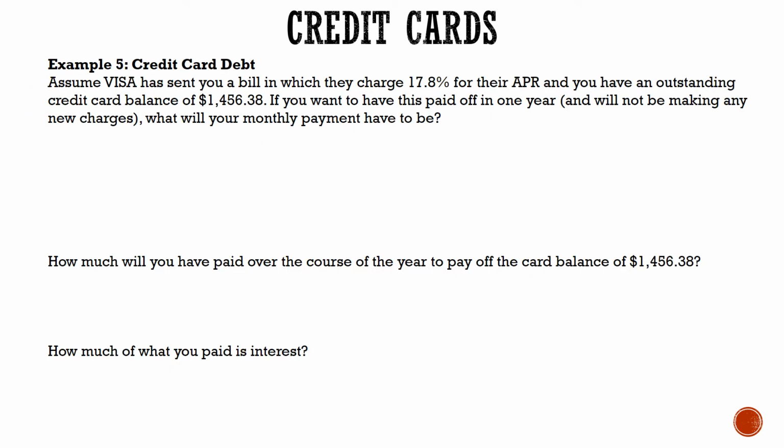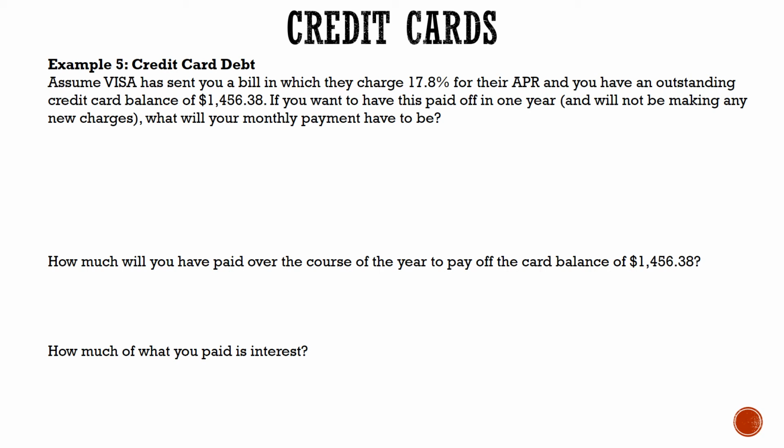Okay, so let's go ahead and look at one more example with credit card debt. Example 5, assume Visa has sent you a bill in which they charge 17.8% for their APR and you have an outstanding credit card balance of $1,456.38.